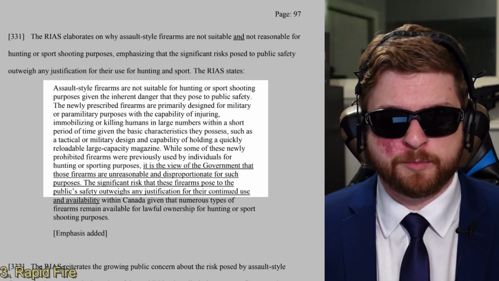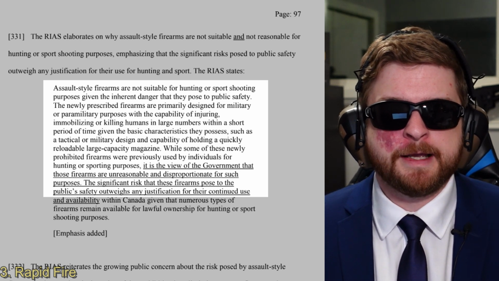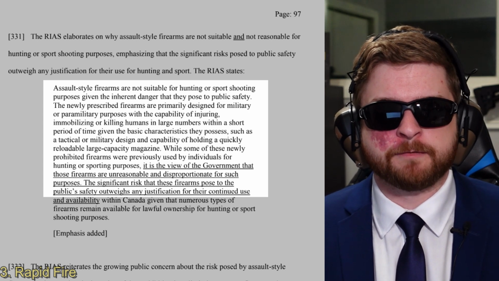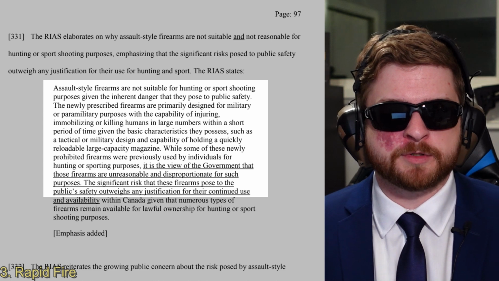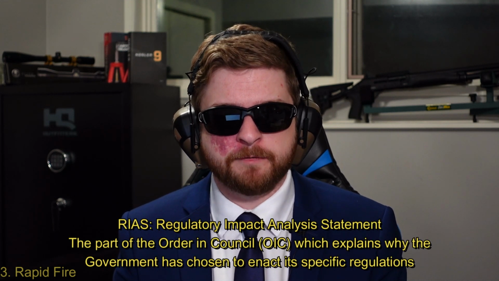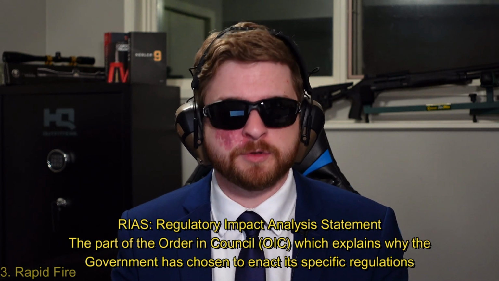While some of these newly prescribed firearms were previously used by individuals for hunting or sporting purposes, it is the view of the government that those firearms are unreasonable and disproportionate for such purposes. This significant risk that these firearms pose to public safety outweighs any justification for their continued use. Now, surely that's not news to anyone. The government has been saying all of this for years now, and this rhetoric is iterated a great many times in small variations throughout the RIAS and in Justice Kane's ruling, as I've demonstrated many times throughout the series.